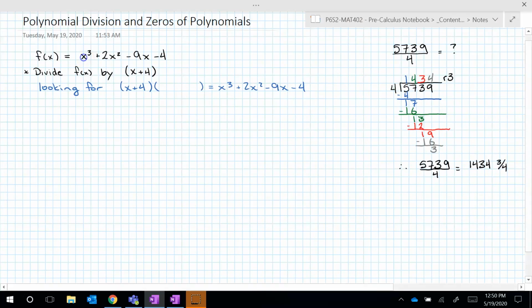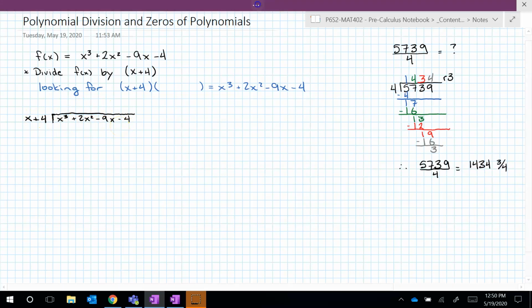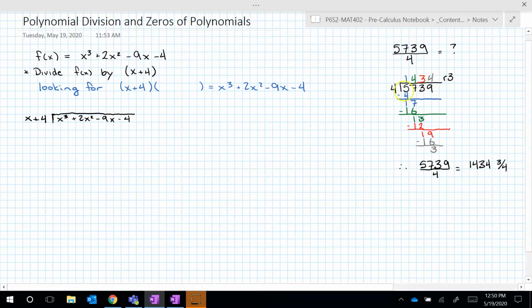How would I do this polynomial long division? We set it up the same way as we would with normal numbers. I put the thing in the denominator on the outside of this box, and I have x cubed plus 2x squared minus 9x minus 4 inside. I'm trying to find what times x plus 4 would give me this. Just like with numbers, you think of these as your places. This up here would be the x cubed place, this the x squared place, the x place, and the numbers place.